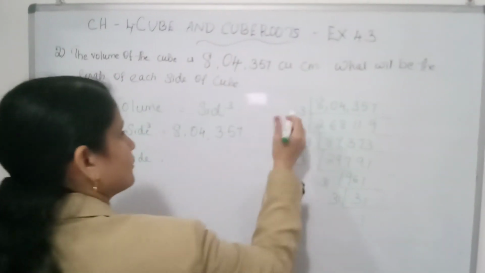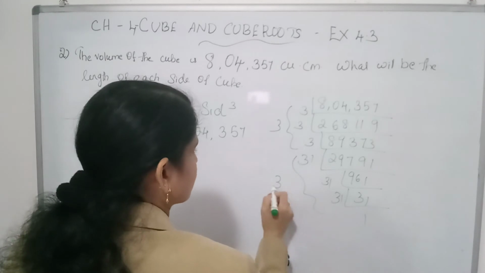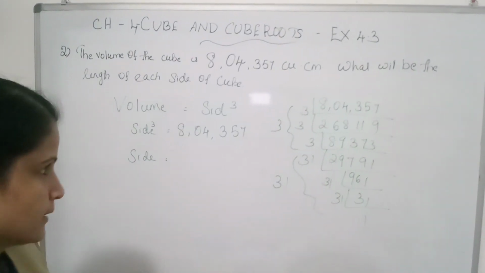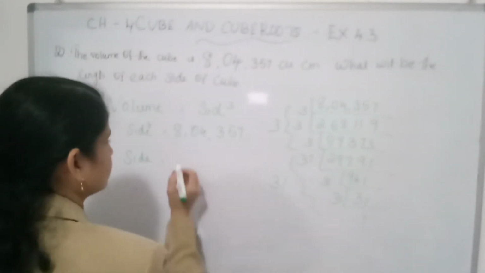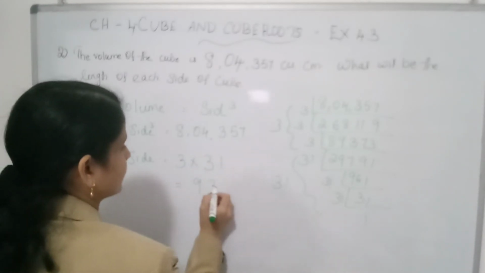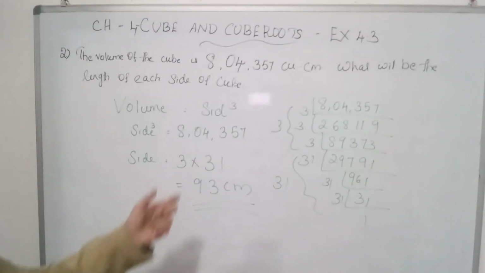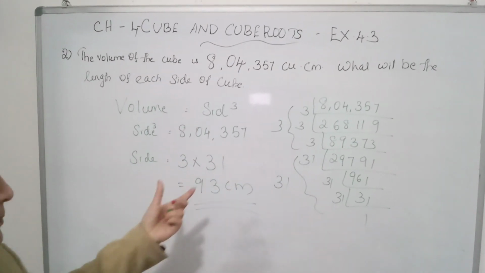Now you take 3 from here and 31 from here. Therefore the cube root is equal to 3 into 31. It's equal to 93 centimeter. So 93 centimeter is the side of the cube.